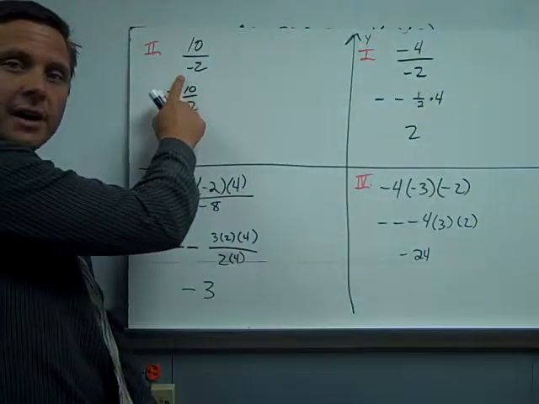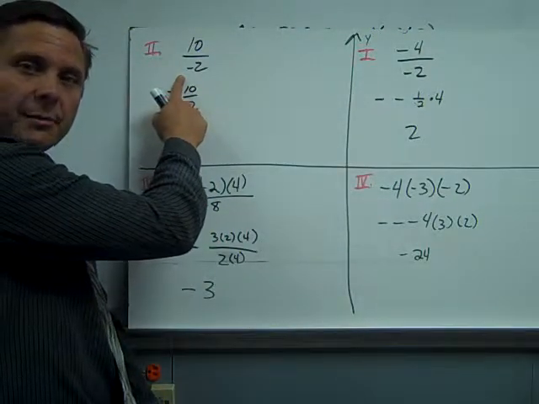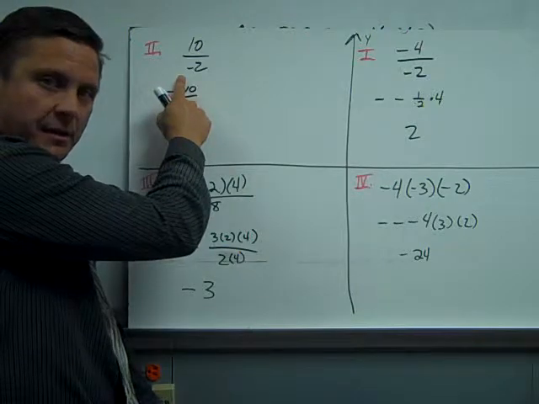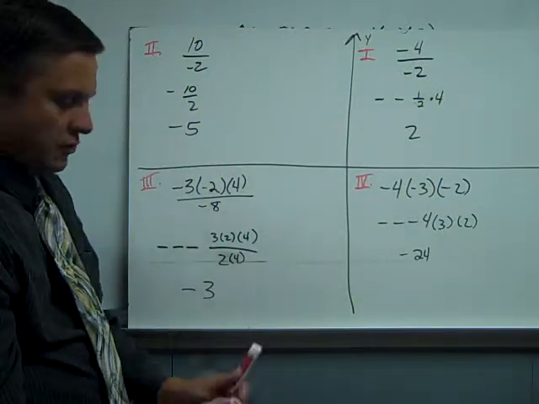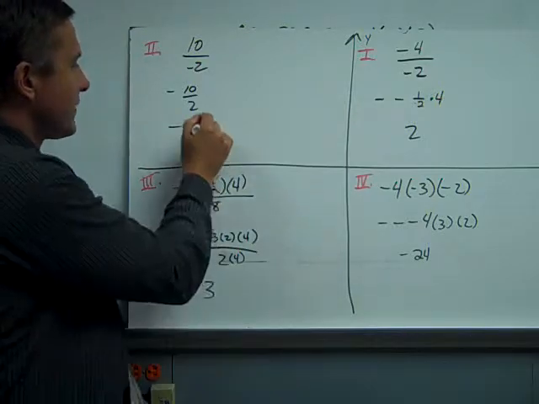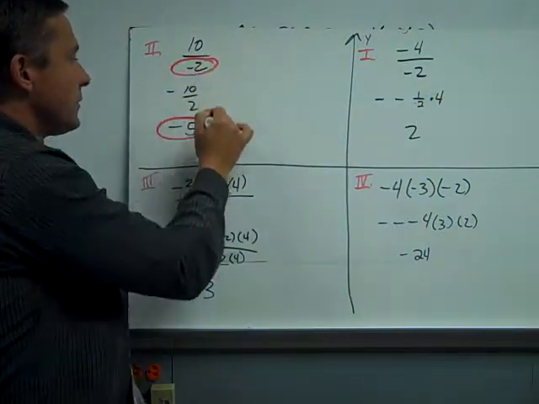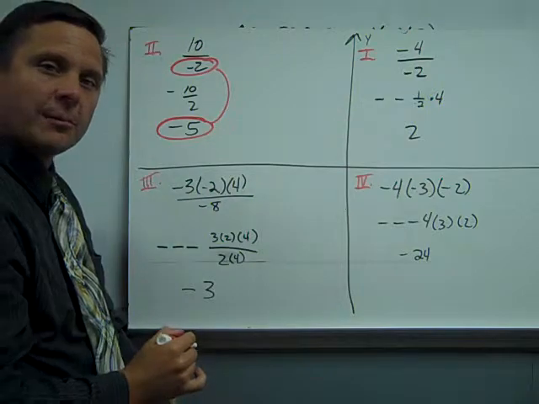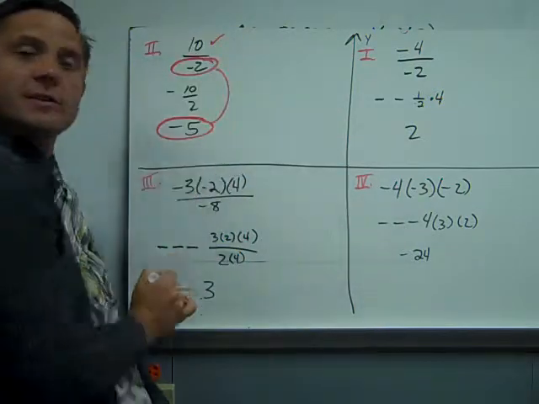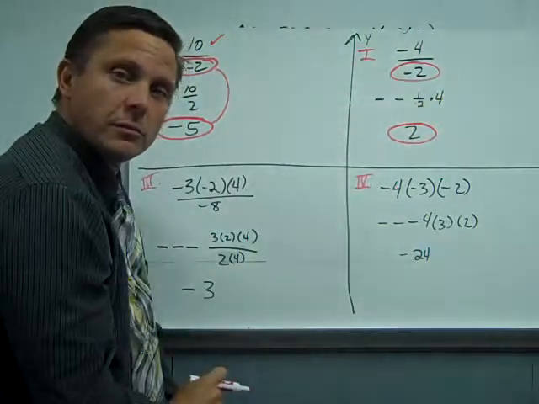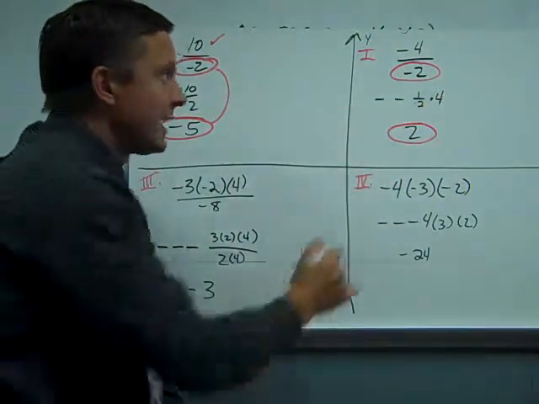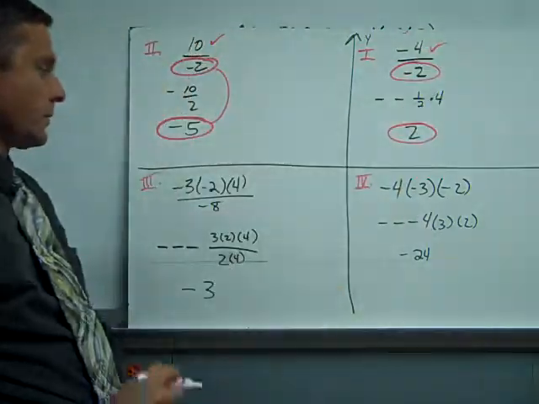Here we have 10 divided by negative 2. Well, 10 divided by 2 is 5. 1 negative, so it stays negative. And again, our double check here on both of these is what's negative 5 times negative 2. 2 negatives make a positive. 2 times 5 is 10. Over here, 2 times negative 2. 2 times 2 is 4. 1 negative is a negative 4.